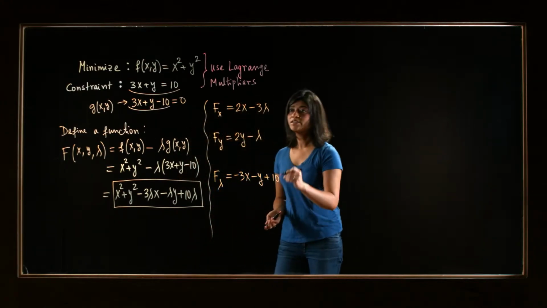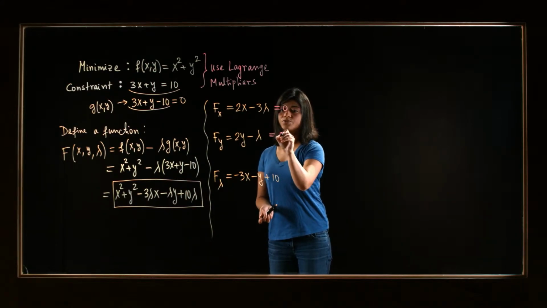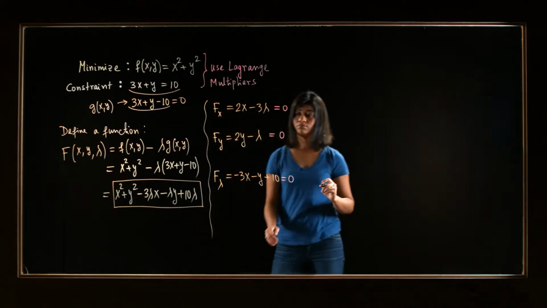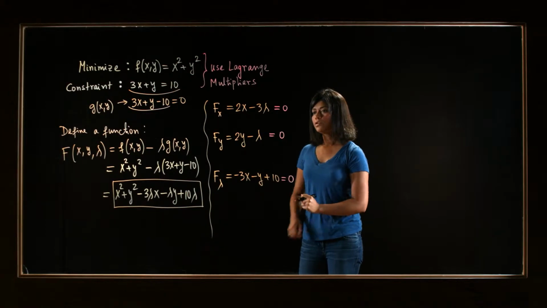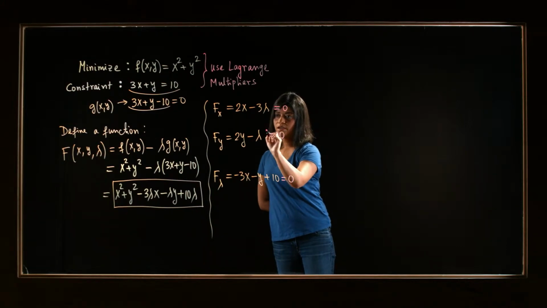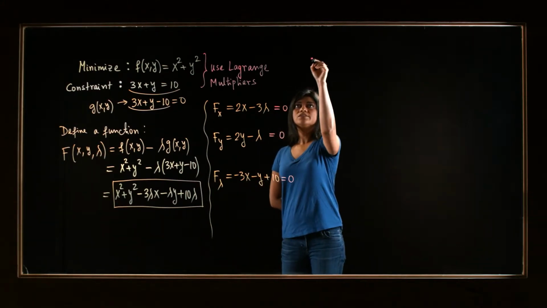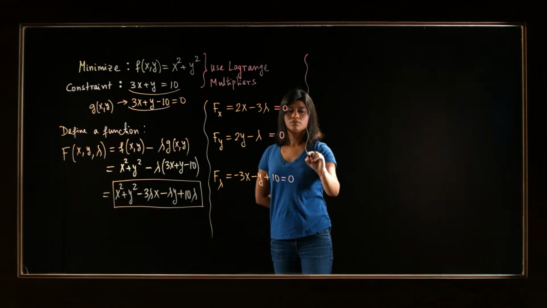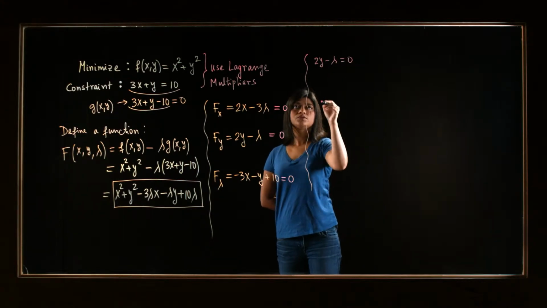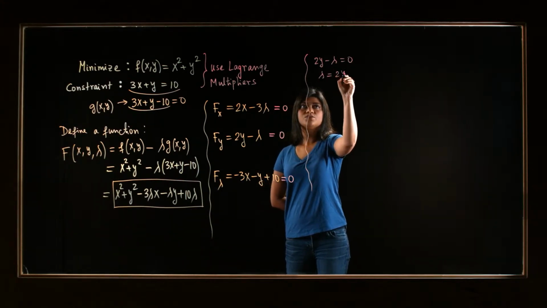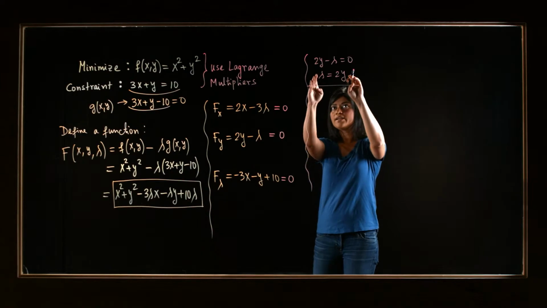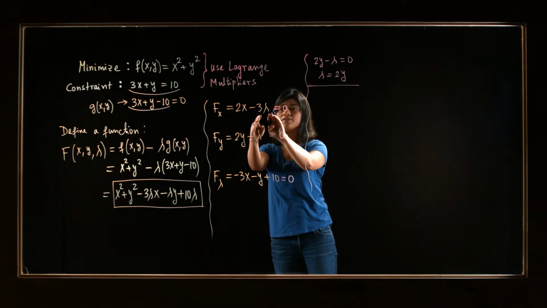Okay, so let's set each one equal to 0. So we have three equations, three unknowns, we should be able to solve. Okay, so let's see what's the easiest way of doing this. I will take Fy first. So let's take 2y minus lambda equals 0, and then right away we have lambda is equal to 2y. Okay. Then plug that lambda value in the first equation.